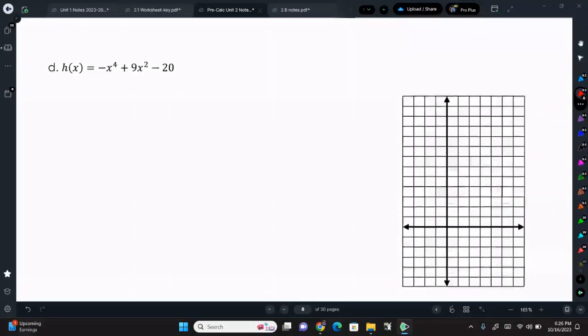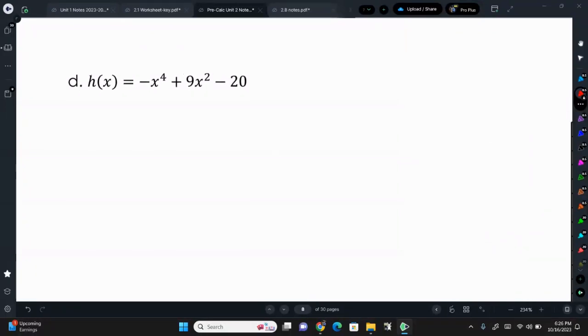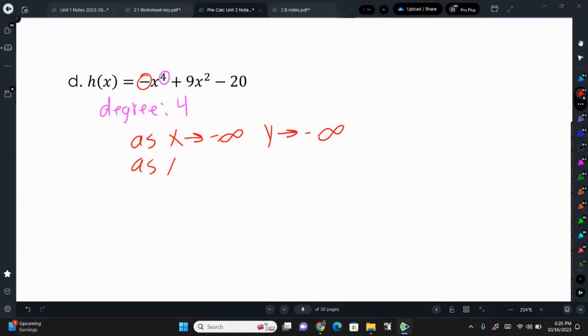All right, our last one, negative x to the fourth plus 9x squared minus 20. So we have an even degree this time. So our degree is 4, which is even, and a negative leading coefficient, so that means both sides are going to go down. Whoops, that's x equals positive infinity. Y approaches negative infinity, so both ends are going down. And now we have to get our x-intercepts.